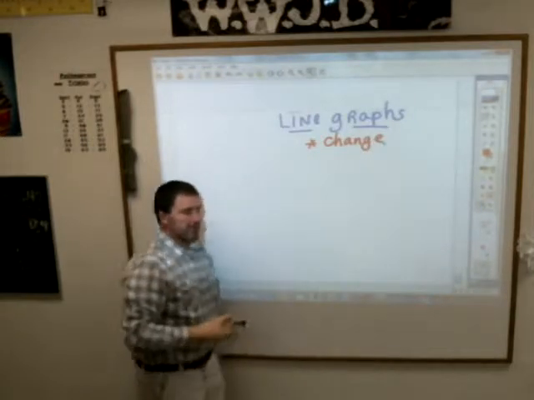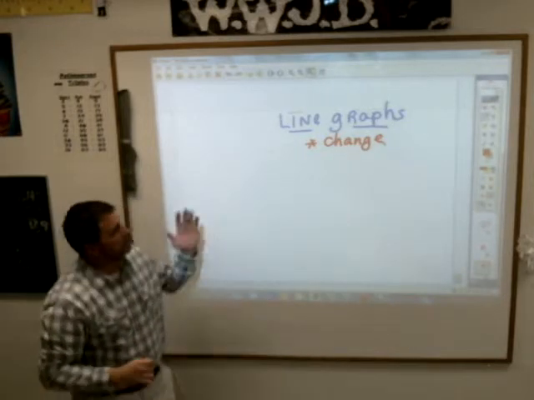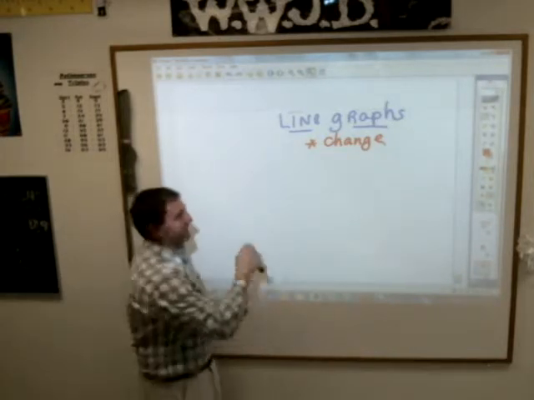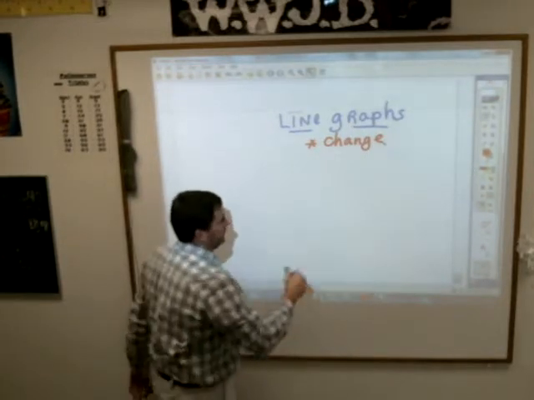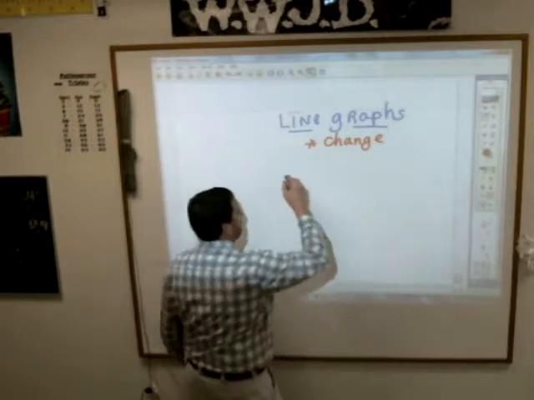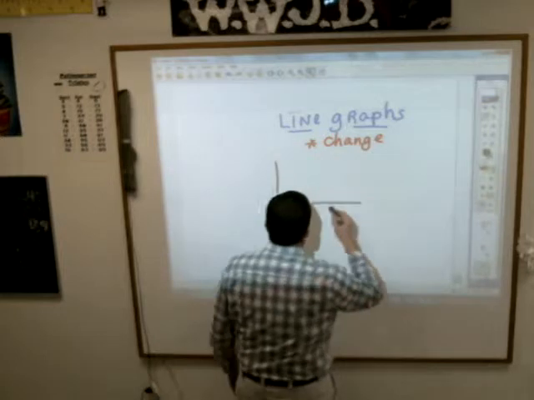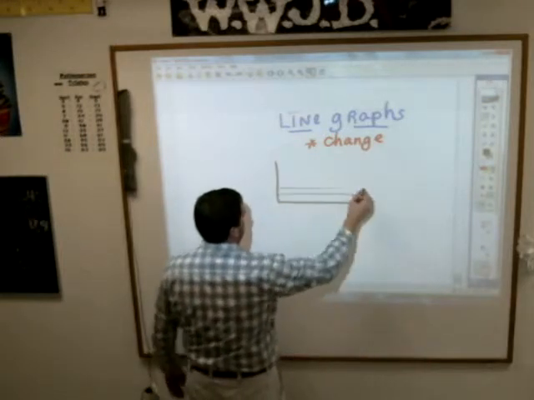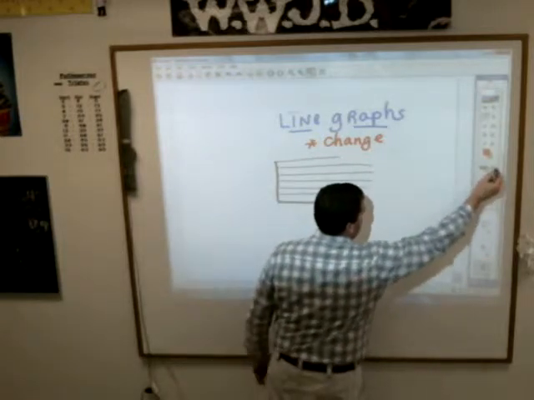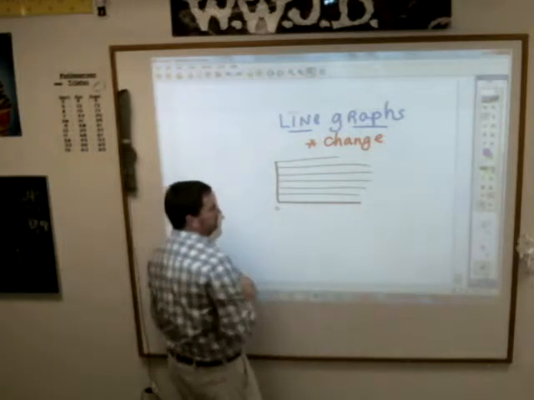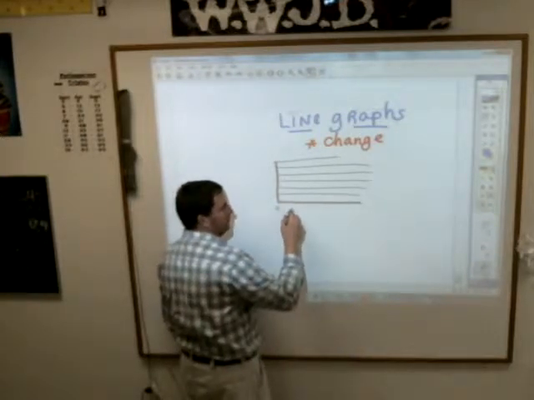We use bar graphs more to compare things, so you can see how much is more or less than something. Usually we use line graphs to show change, and a lot of times it's change over time. For example, if you did a line graph of your height, you'd have your graph here and your lines here. It would show when you were 0 years old, before you were born, you were no height at all.